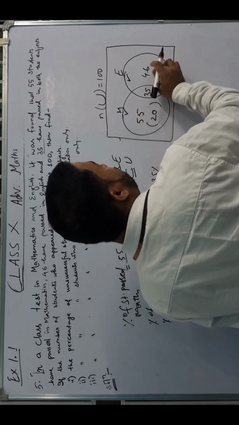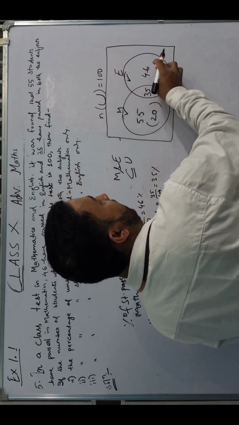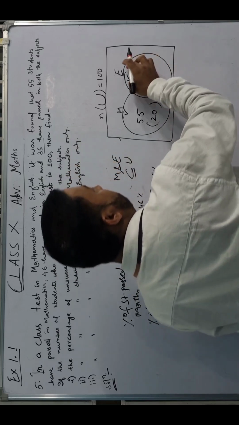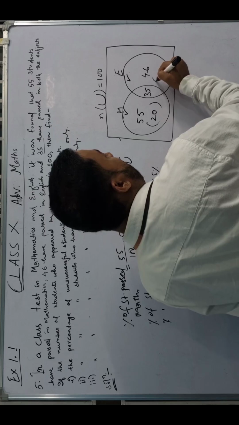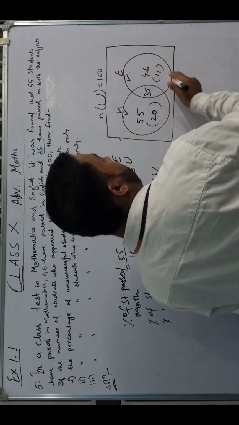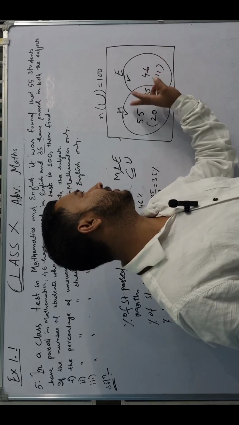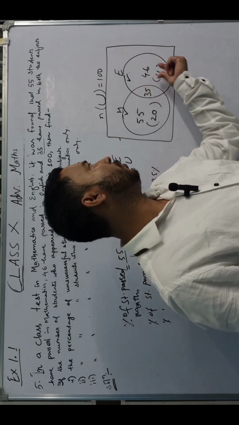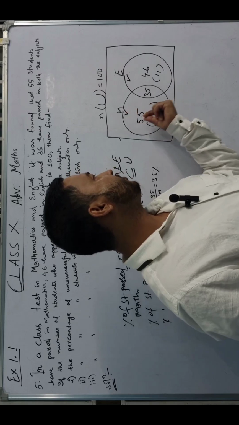Similarly, this 46 is for English, because this 35 also comes under this circle E, the set for English. Then 46 means 35 plus something. What will this number be? It will be 46 minus 35, which is 11. So 11 students have passed English but could not clear maths. That means 11 students passed only English, and 20 students passed only maths.